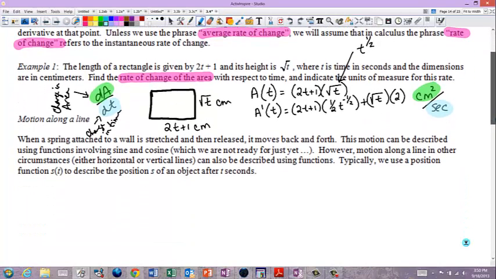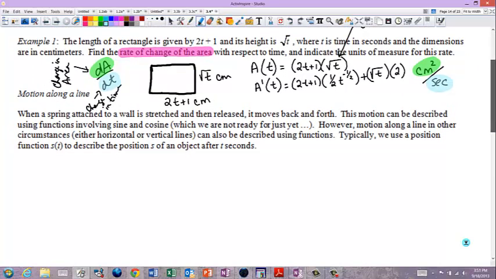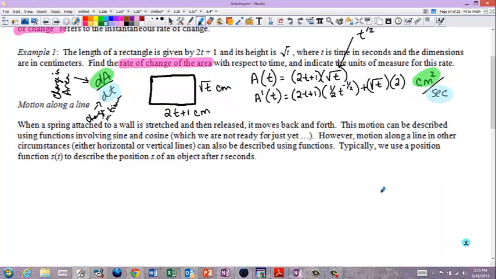Motion along a line. When a spring attached to a wall is stretched and then released, it moves back and forth. This motion can be described using functions involving sine and cosine, which we're not ready for just yet. However, motion along a line in other circumstances, either horizontal or vertical lines, can also be described using functions. Typically, we use a position function to describe the position s of an object after t seconds. Why they don't use p, I don't know, but they always use s, either s of t or x of t, to describe position.